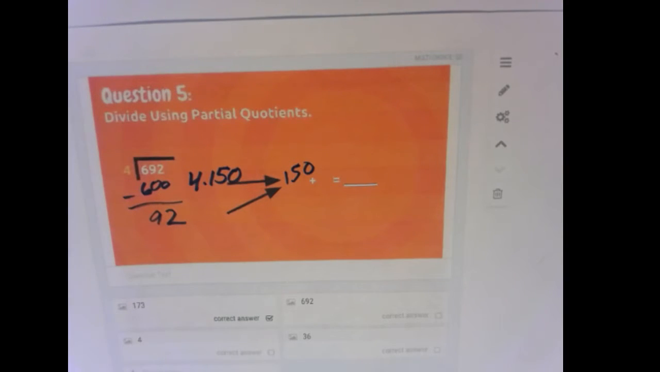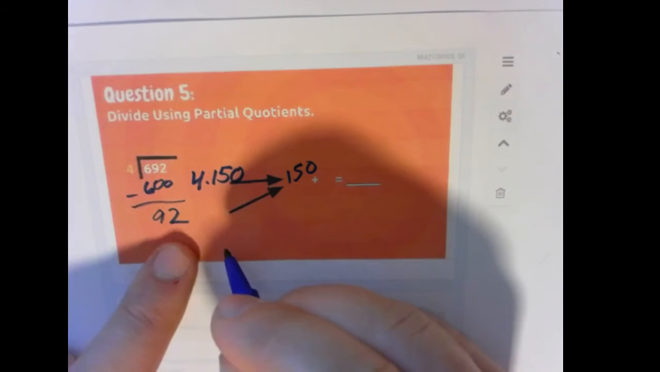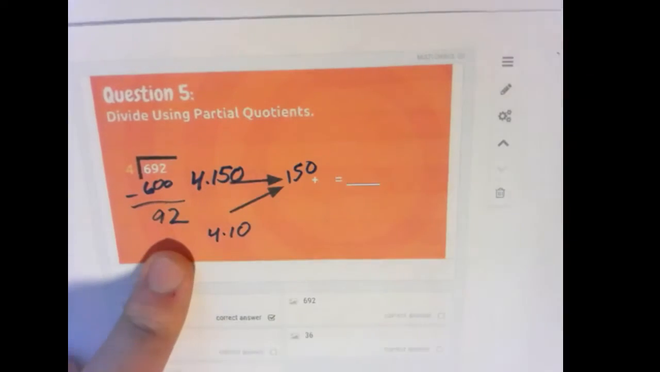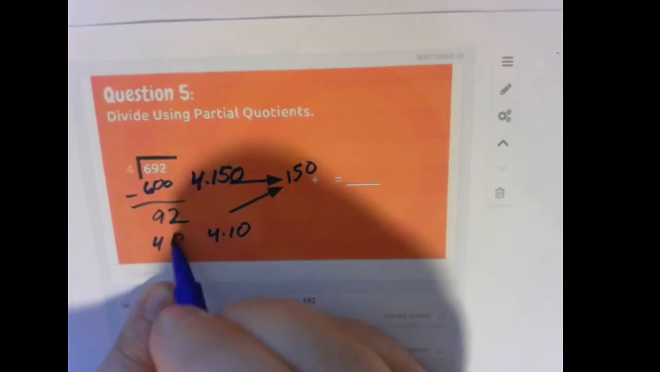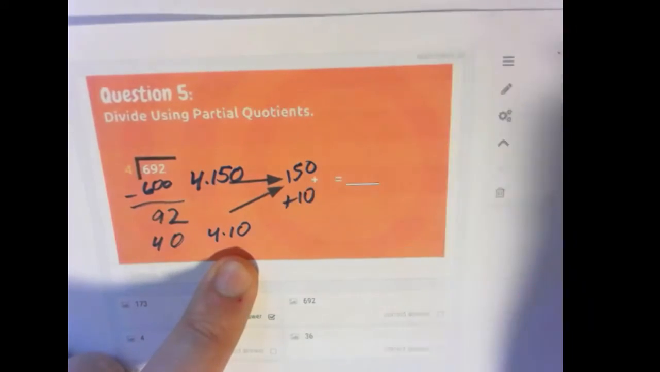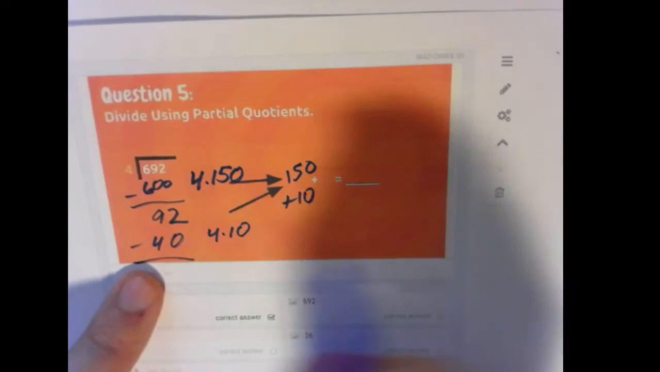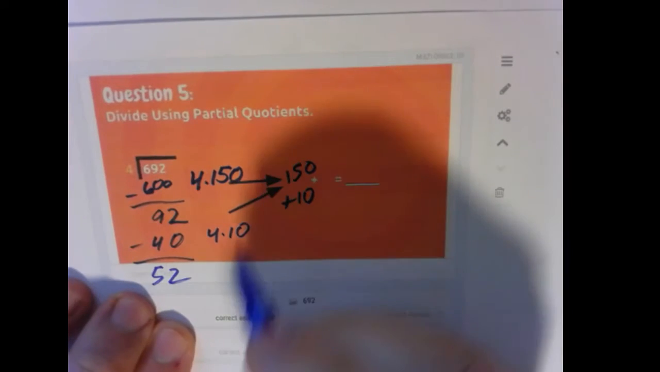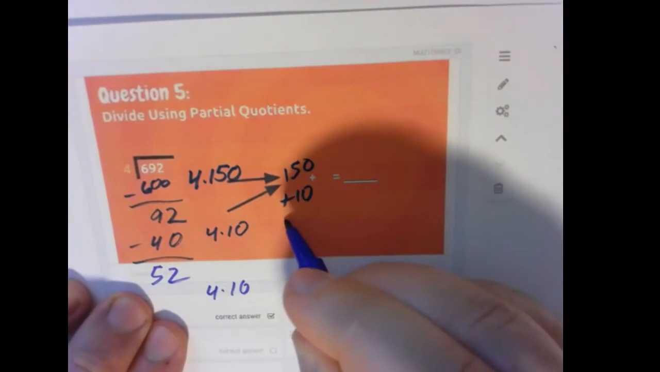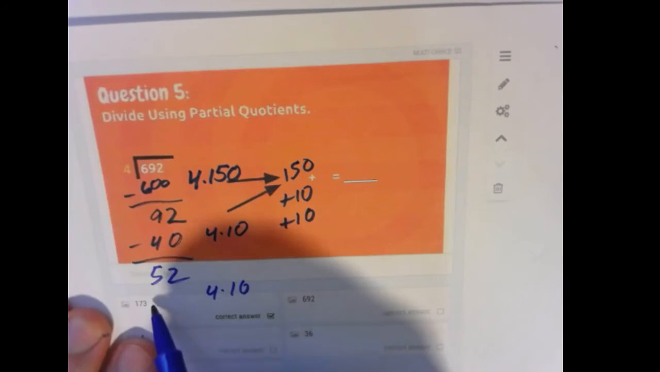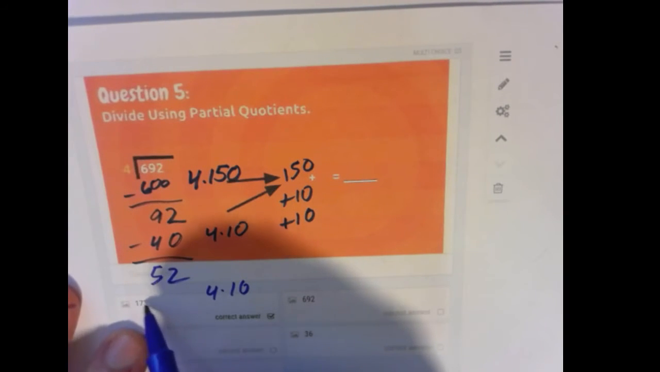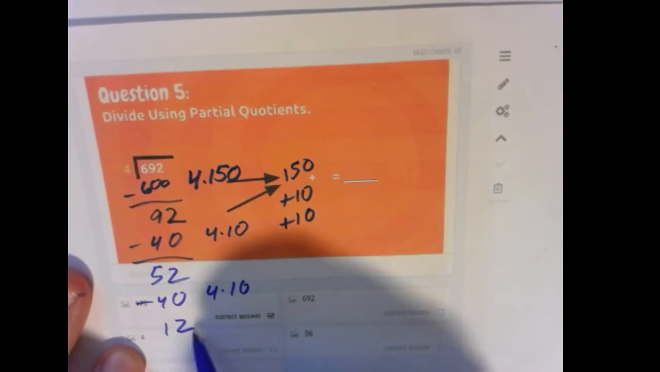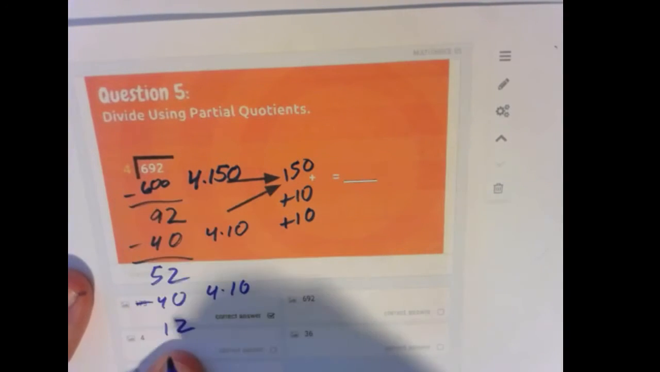Okay. How many times does 4 fit into 90? If you're unsure, you could do tens again. So what is 4 times just 10? Okay, so you do 4 times 10 and subtract 40 again. 92 take away 40 would be 52. We can do the tens again as well. 4 times 10, another 10 over here. So we're going to subtract 40 again from 52. What are we left with? 12.